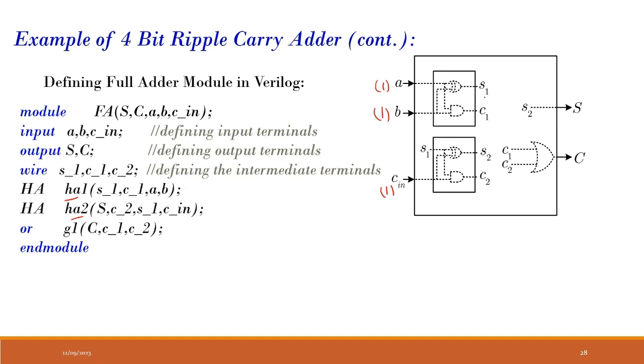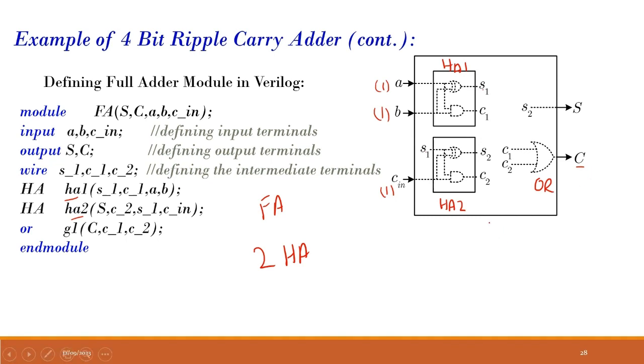That S1 comes over here and is used to generate S2 and C2. S2 is the sum, and the carry out is the OR of C1 and C2. So that's how we define it. My full adder has two half adders, half adder 1 and half adder 2, and an OR gate, which is used to generate my carry.